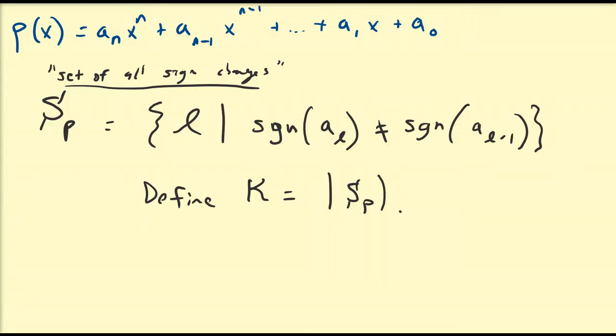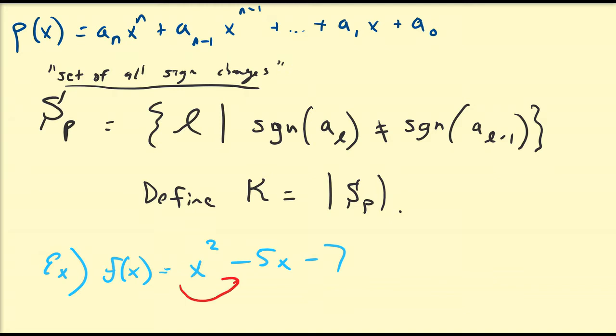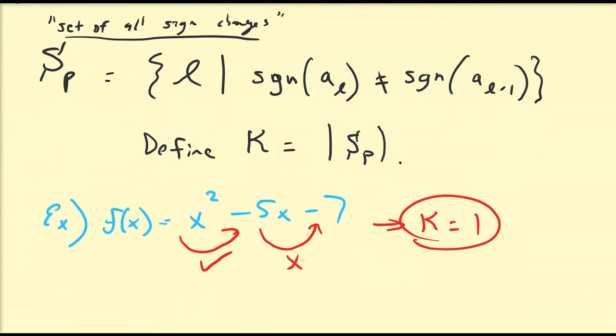Alright, so let's do a quick review example of how to determine the number of sign changes. Let us assume we have a function f of x equals x squared minus 5x minus 7. The signs of the coefficients, assuming none of them are 0, change from positive to negative, so that's 1, then negative to negative, which does not count. So there is only one sign change, and k is equal to 1.